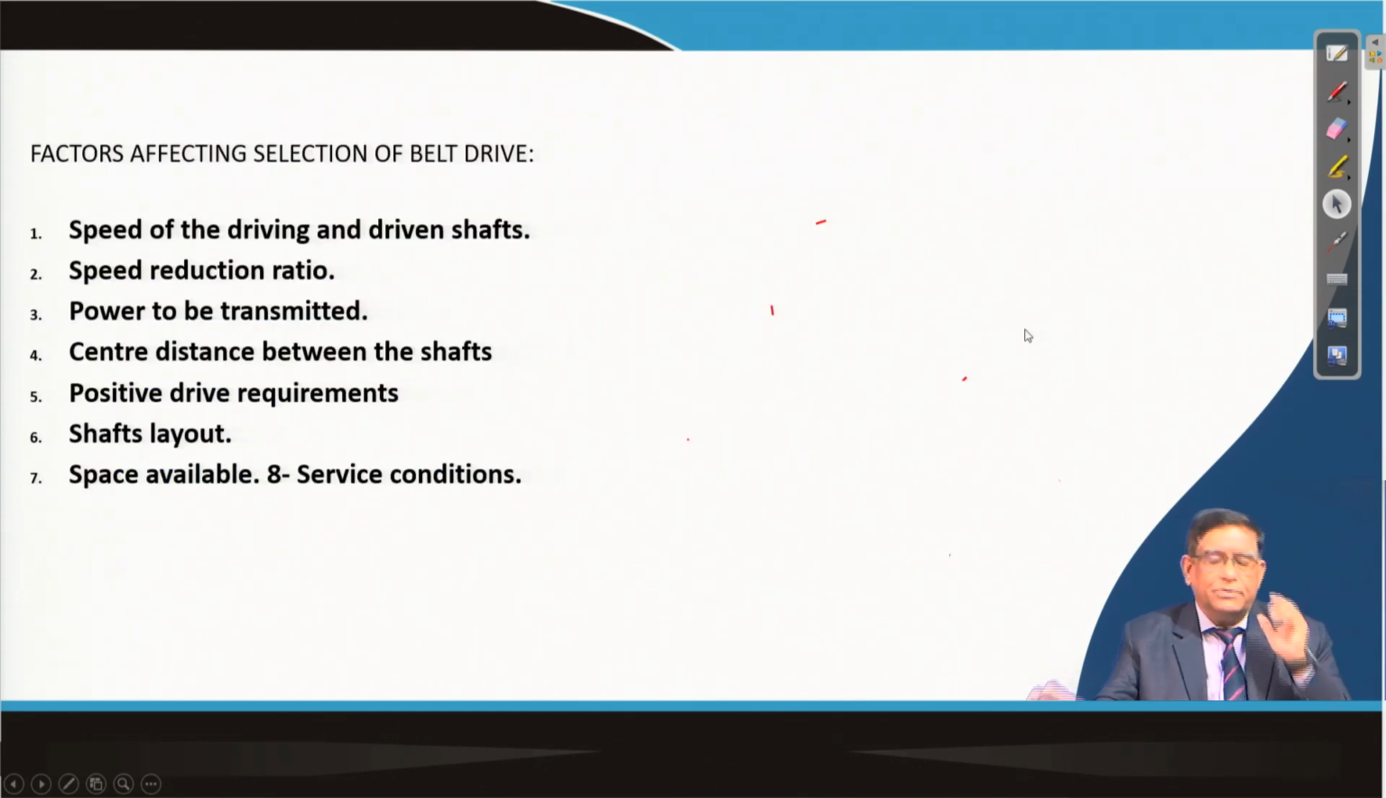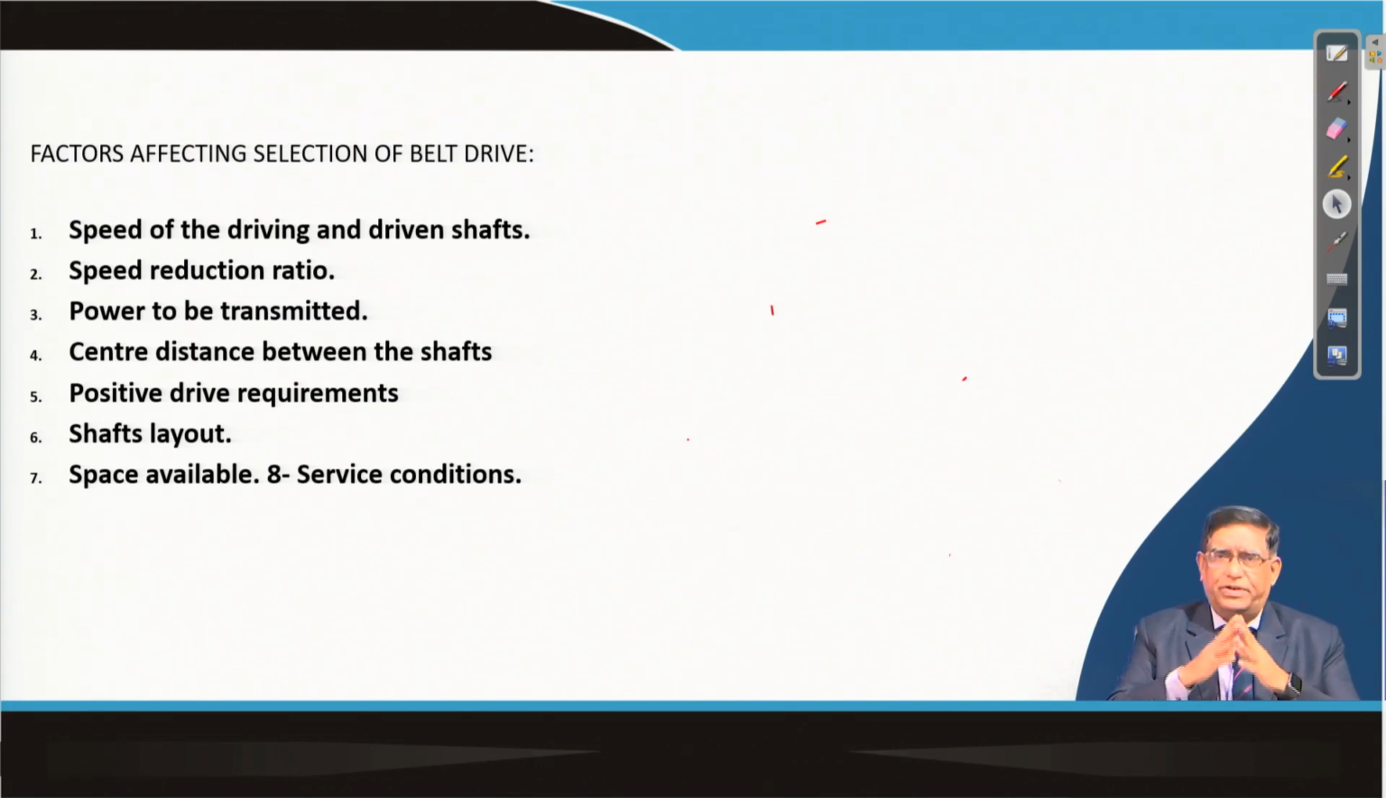There are various factors which affect belt drive selection, basically the speed of the driving and the driven shaft, so the speed ratio is very important. Then how much power is to be transmitted, then the center to center distance, as I have said, then the positive drive requirement, that is, the drive will have to get connected directly to your shafts.